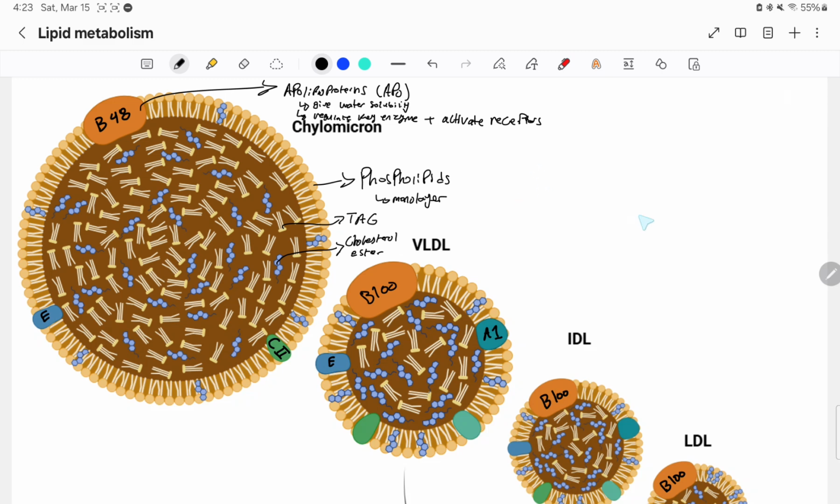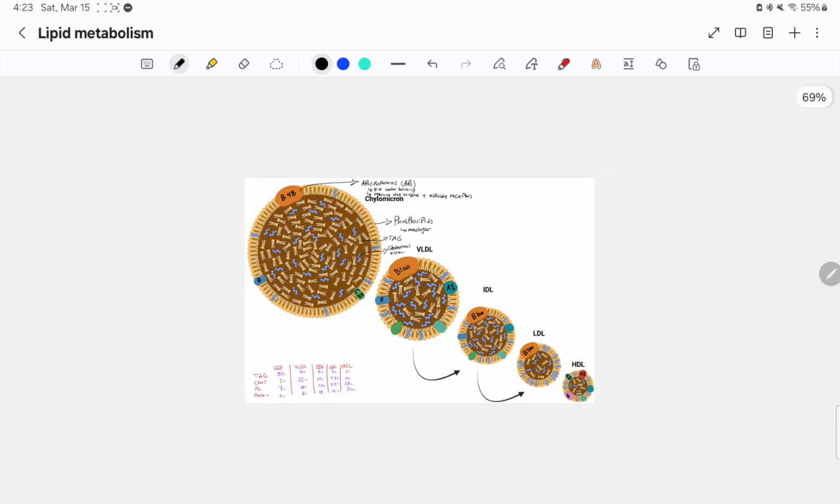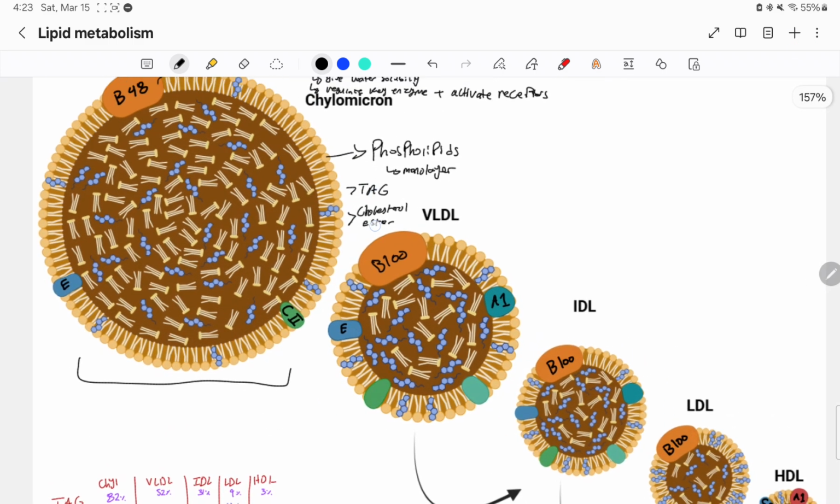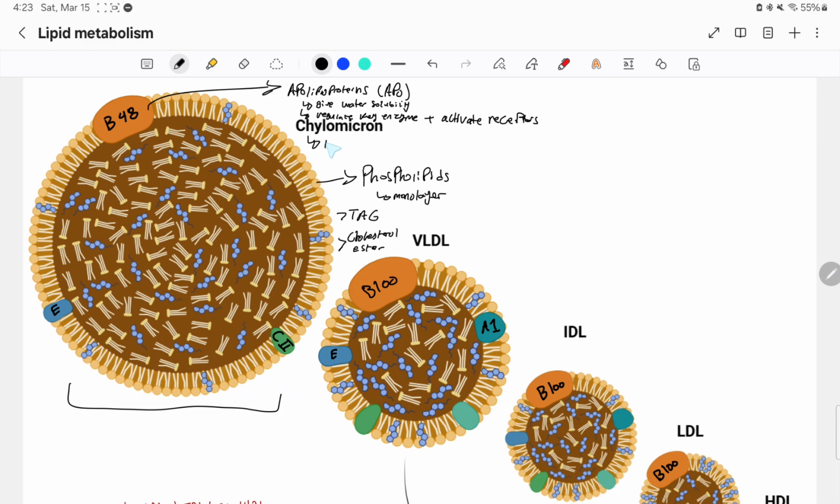There are many different kinds of apoproteins, and we'll talk about every single one of them. So let's get into it. We have different lipoproteins. The first one is going to be a chylomicron, right here. This is the biggest one, the biggest in diameter, but the least dense. So high diameter, but low density.